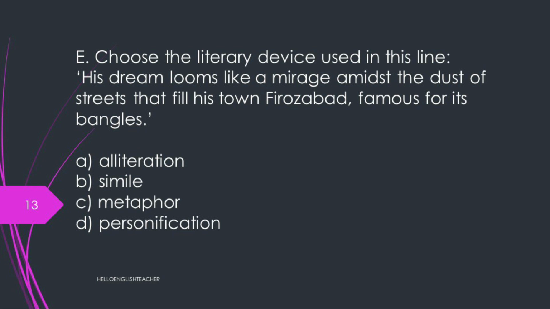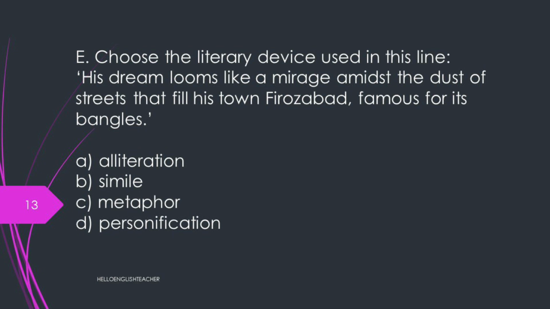Question. Choose the literary device used in this line. His dream looms like a mirage amidst the dust of streets that fill his own town Firozabad, famous for its bangles. Alliteration, simile, metaphor or personification. So here the answer is B, simile.